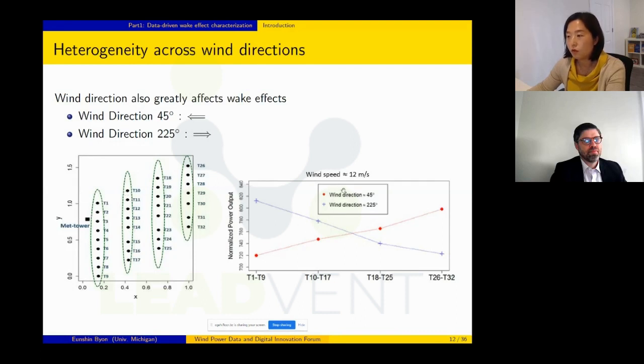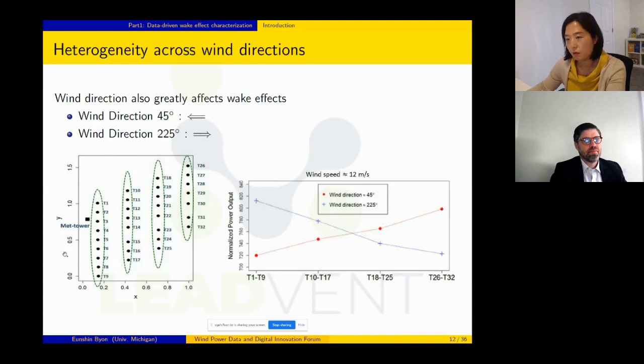And sorry, so if we look at the red curve, then the T1 to T9, these are the most downstream turbines, so they generate the smallest level of power. On the other hand, these become the upstream turbines, so they generate the most power.